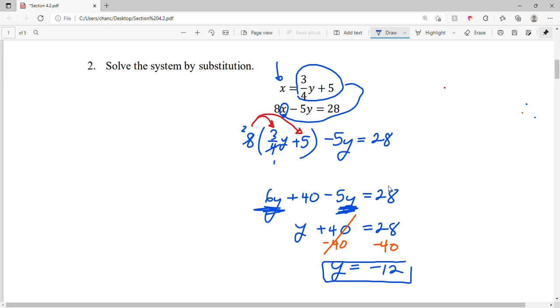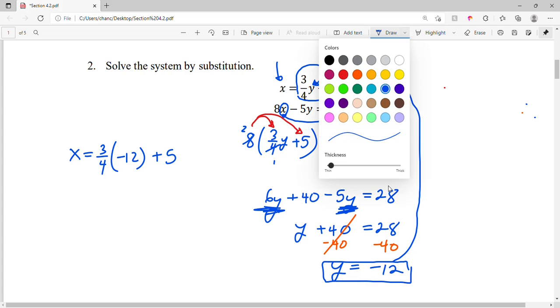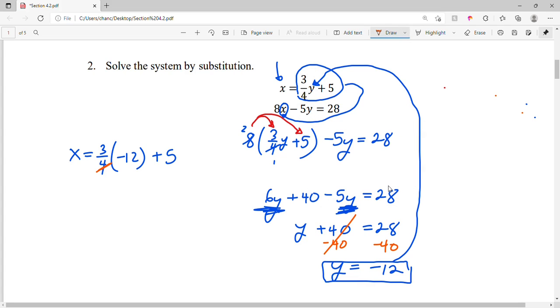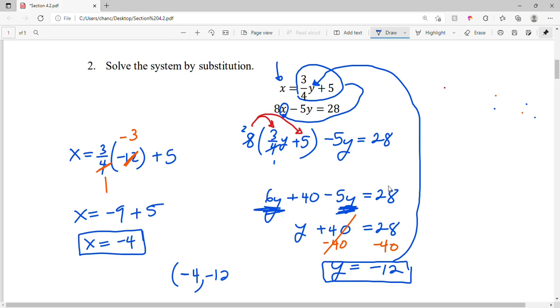That's our first solution. And to solve for x, I'm going to plug it back into any equation I want. It looks like the first equation is the easiest one to use. So we'll plug it into that. x equals 3/4 times negative 12, plus 5. The 4 reduces to a 1, and that 12 reduces to a negative 3. 3 times negative 3 gives me negative 9 plus 5. And that means our second solution is negative 4. But we have to write our answer as an ordered pair. The solution is (negative 4, negative 12).